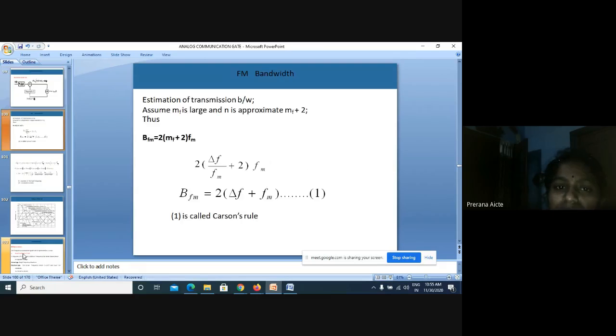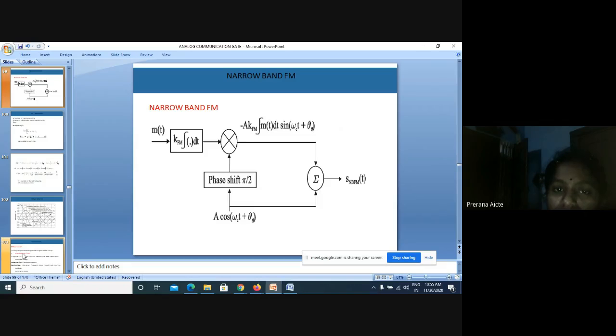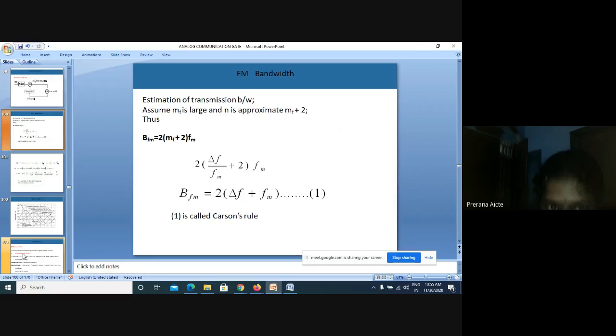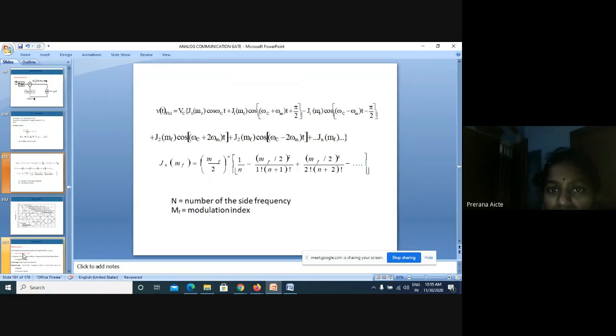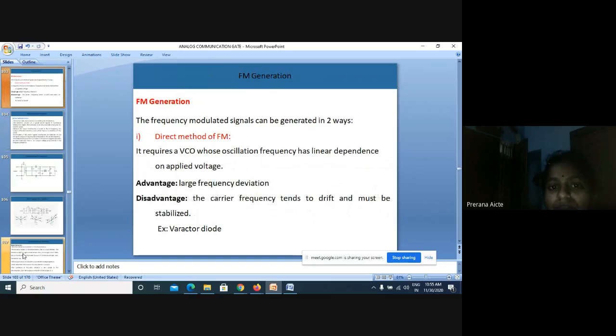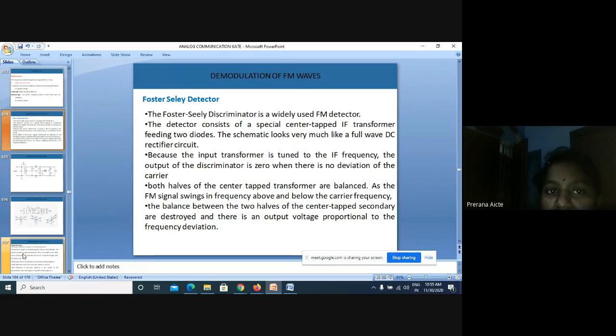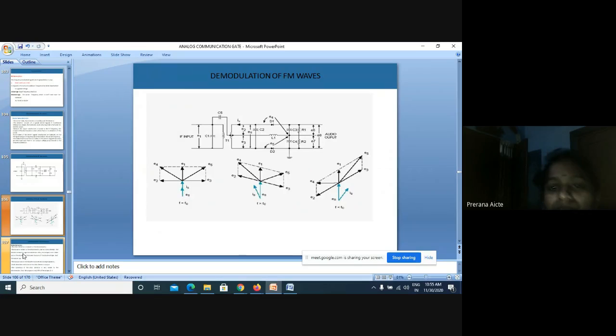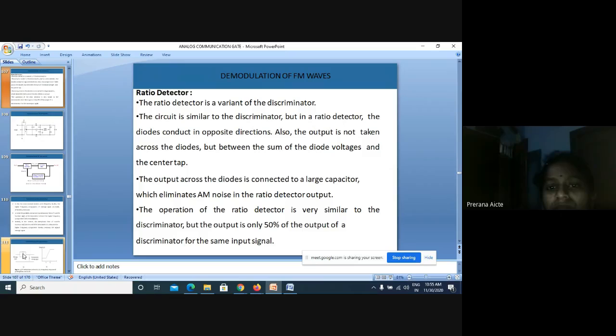Narrowband FM is when beta is less than 1. When this is greater than 1, it is wideband FM. The bandwidth required according to Carson's rule is 2 into delta F plus FM. Then FM generation techniques: the direct method using a varactor diode. For detection, the Foster-Seeley and ratio detectors.